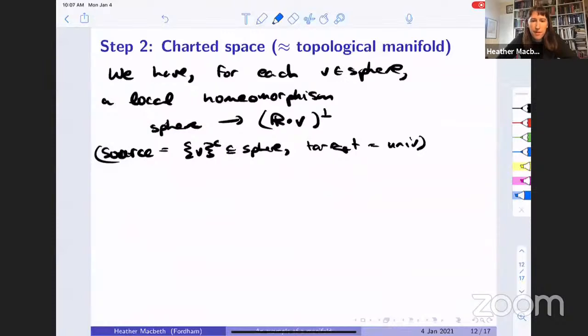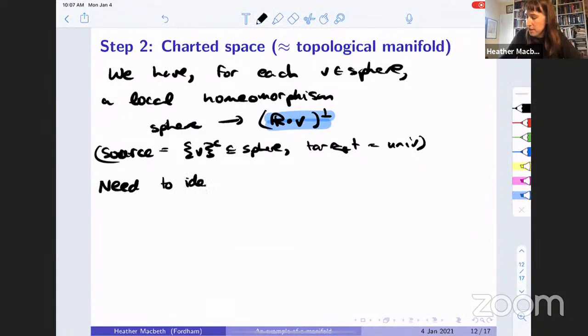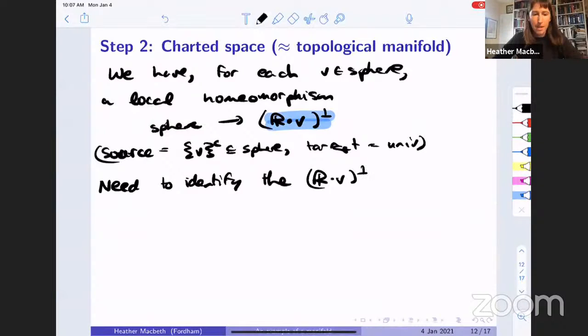And the problem so far is that we have a local homeomorphism with a different target in each case. These orthogonal complements are going to vary depending on the vector that we choose as the base point of the orthogonal projection. So we need to identify the different orthogonal complements that appear. And there are two ways to do this.